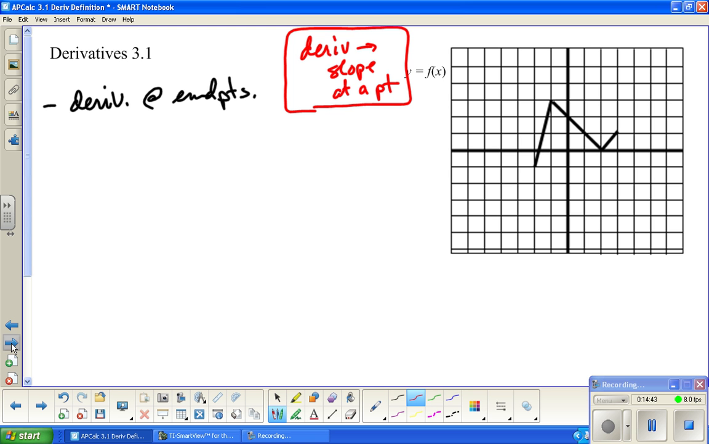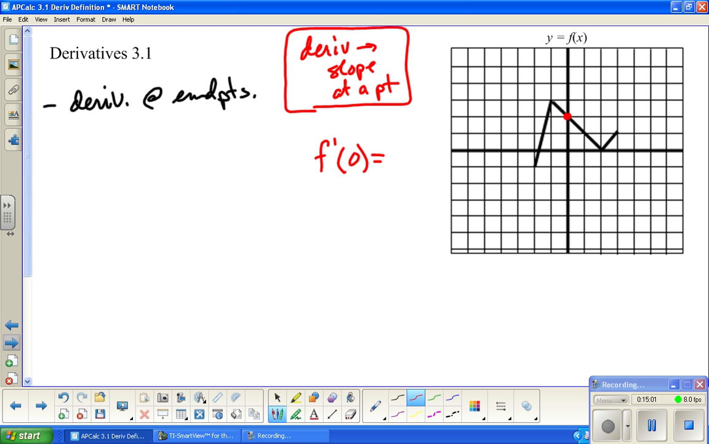So I guess my first question is, what's the slope right here at that point? And so this is a graph of y equals f of x. Okay, and so the idea is that I want to know f prime of 0.